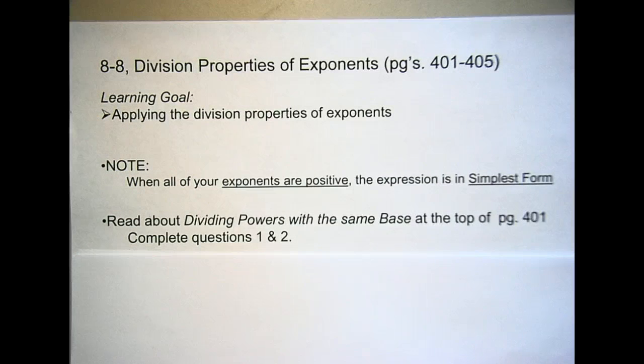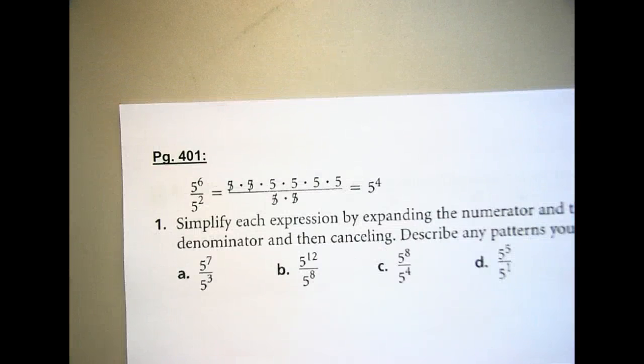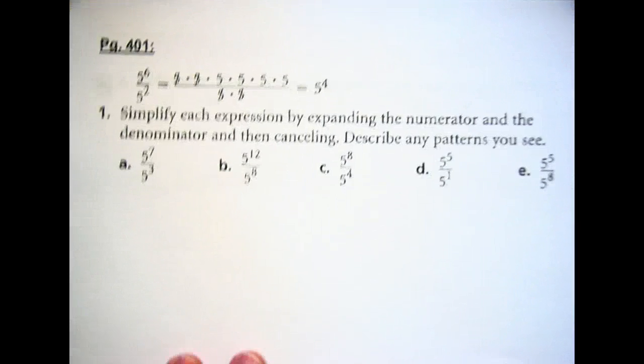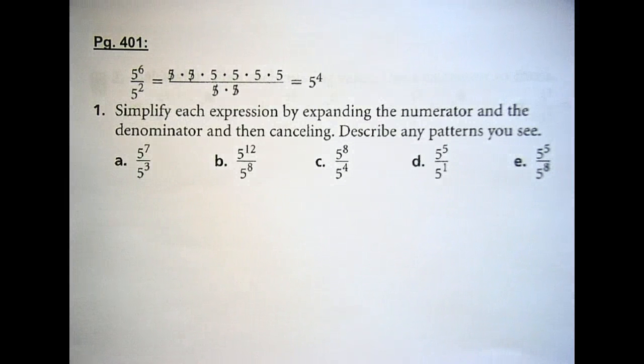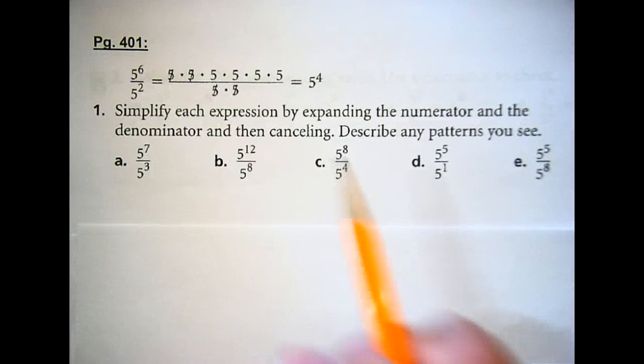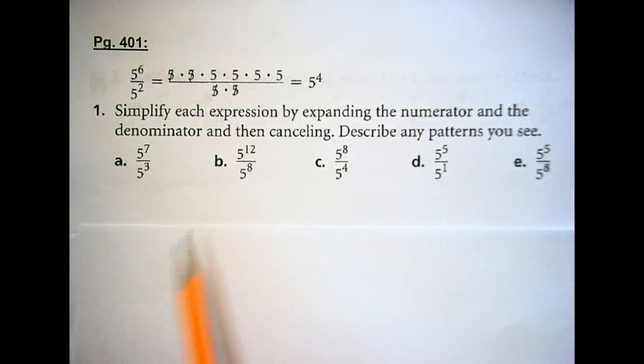I'll put that up here. Top of page 401, page 401 gives you this example. I want you to study that example and try to work with your groups to simplify numbers 1, A, B, C, D, E. Here we go. To begin with, we're going to start out with person number 20, Emily M. What do you got?